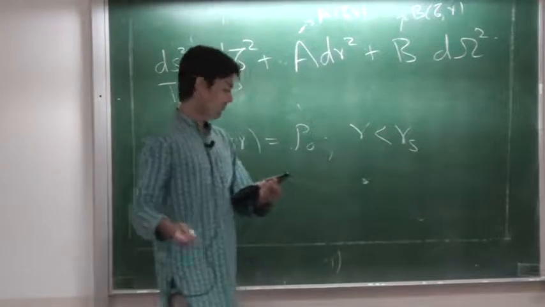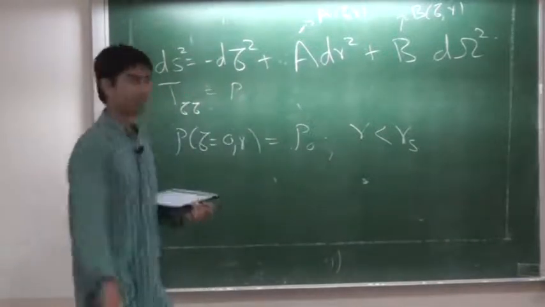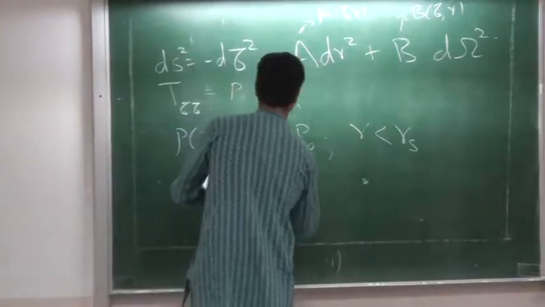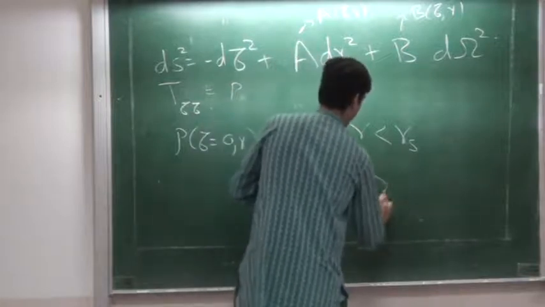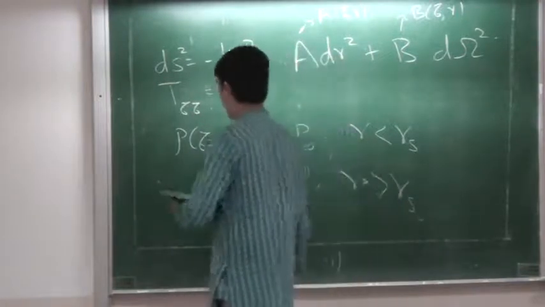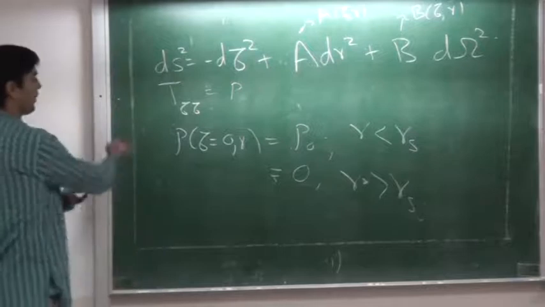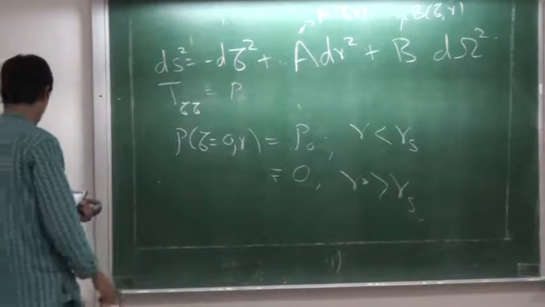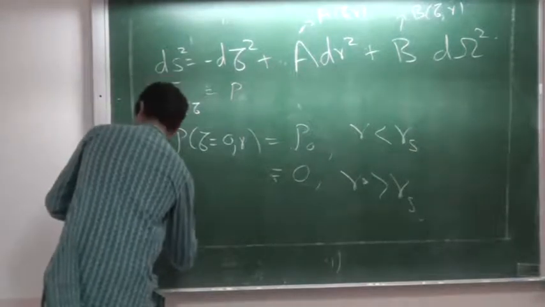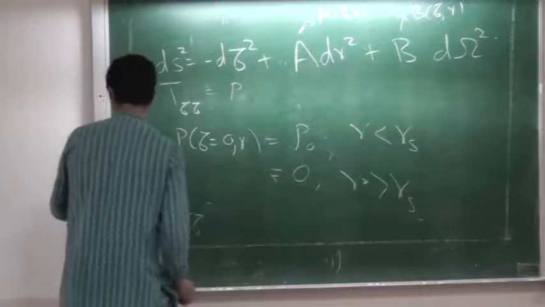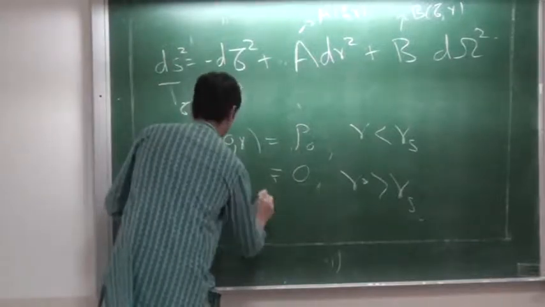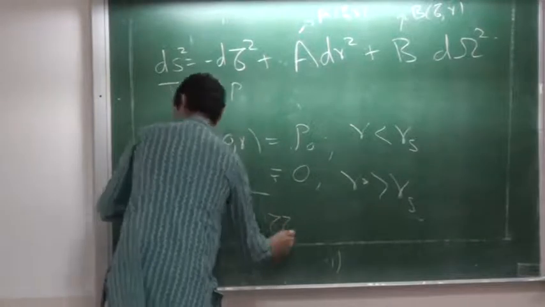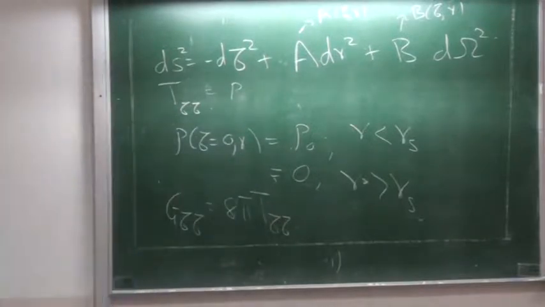Where Rs is some number which I can pick, tells me the initial extent of the star, and this is equal to 0. R is greater than Rs. And now we've specified everything, and we need to solve G_ττ equal to 8π T_ττ. But anyway, this equation becomes something very simple.